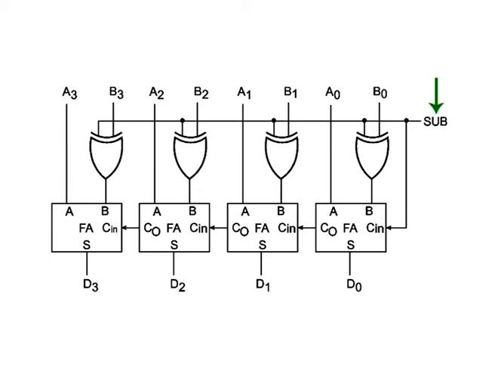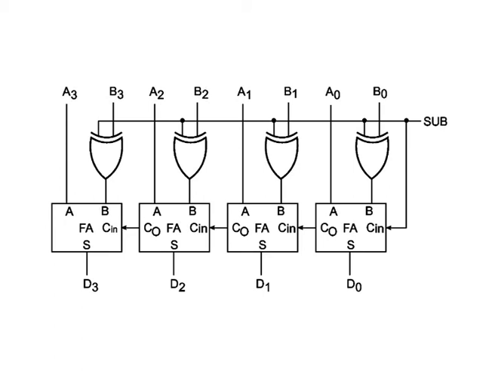When the sub input is in logic 0 state, the 4 bits of the binary number B3, B2, B1, B0 are passed on as such to the B inputs of the corresponding full adders. The output of the full adders in this case gives the result of addition of two numbers. When the sub input is in logic 1 state, 4 bits of one of the numbers, B3, B2, B1, B0 in the present case, get complemented.